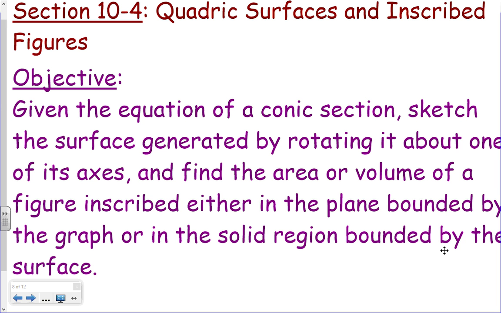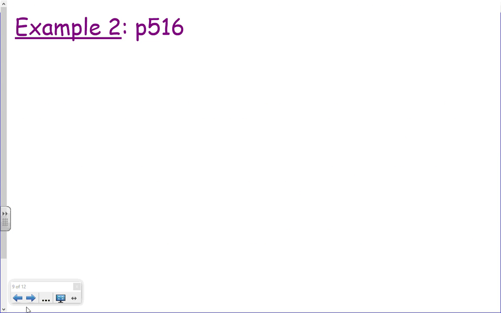Now let's tackle the second half, which is to find the area or volume of a figure inscribed either in the plane bounded by the graph or in the solid region bounded by the surface. All right, so let's take a look at an example there in your book. Look at example number 2 on page 516.